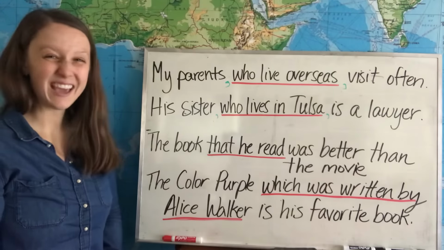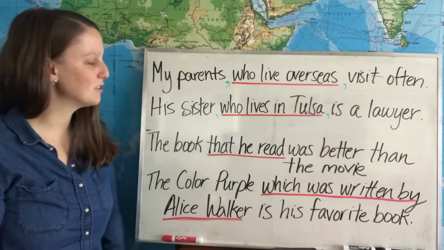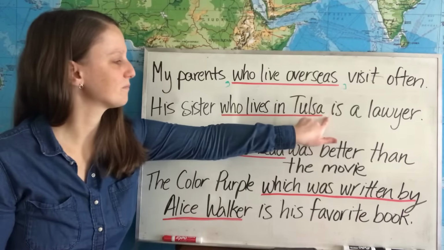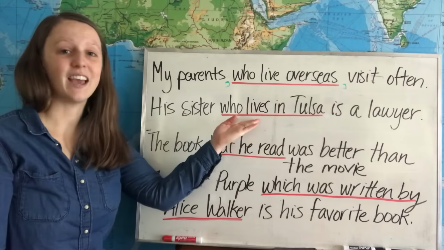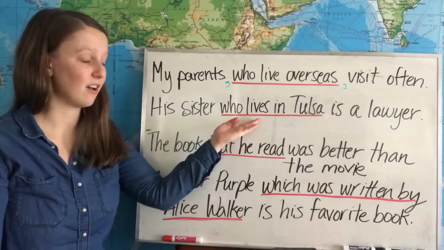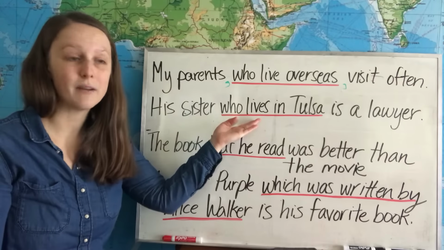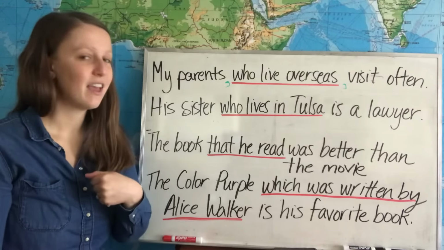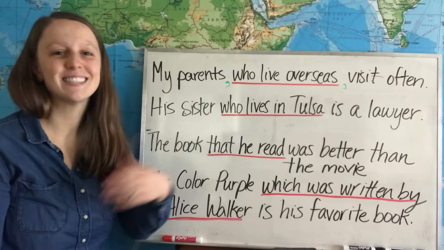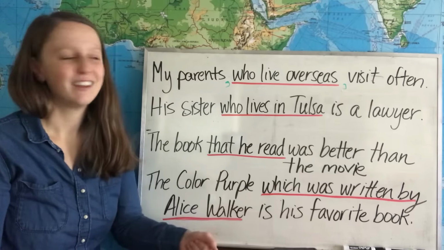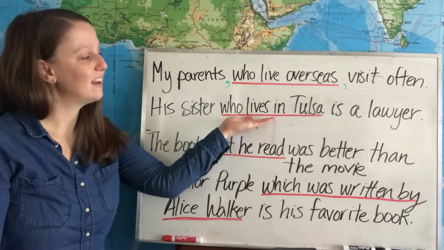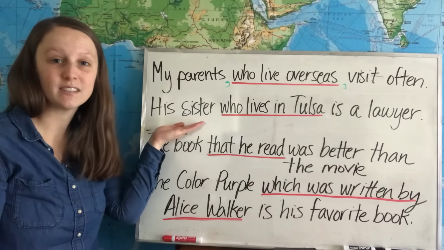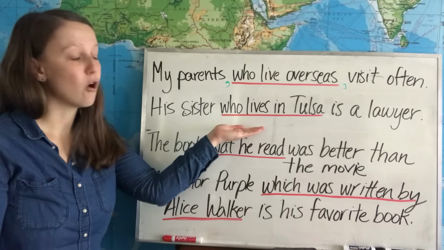But maybe he has more than one sister. Maybe he has two or three sisters. In that case, this could act as a restrictive adjective clause to tell us which one. His sister who lives in Tulsa is a lawyer, and maybe his sister who lives in Seattle is a doctor. You can see how this is a restrictive clause that's telling us which one, which sister. So we use no commas.